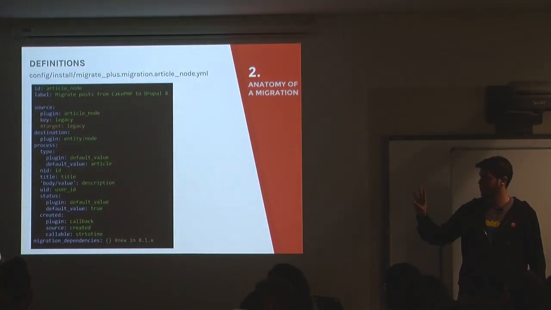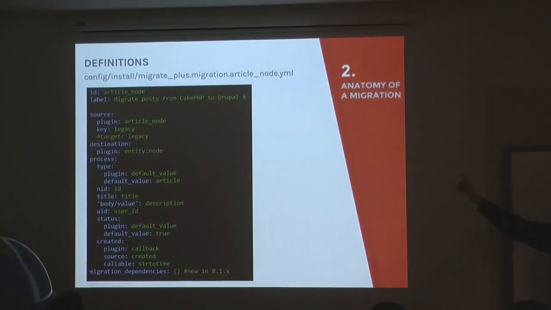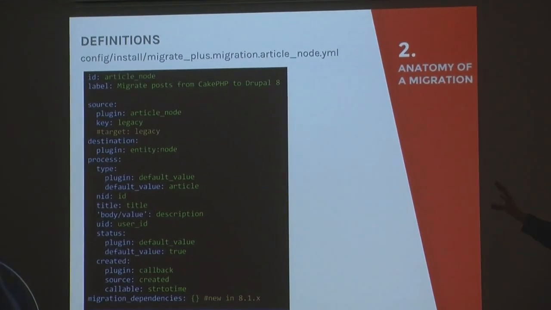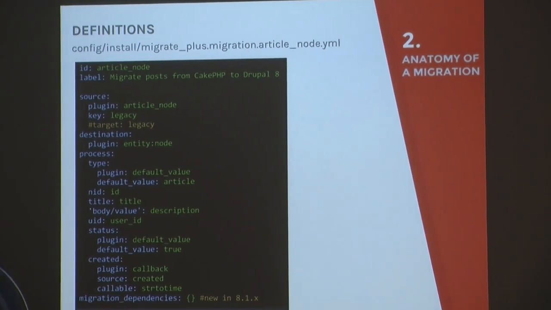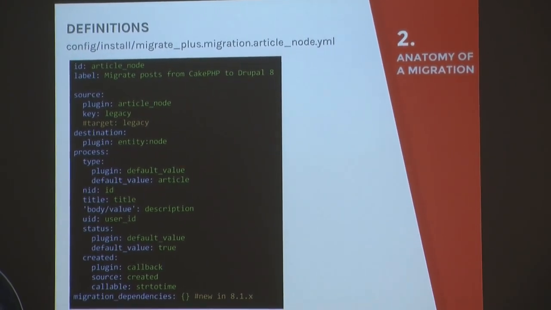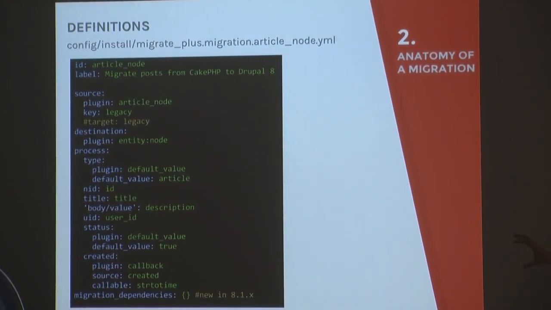3 files. The YAML file, okay? ID is the ID of my migration. Label is the description of my migration. And we have 3 keys, okay? Source, destination, and process. Only these 3. Source, from where I take the data. Destination, where I put the data. And process, how I can modify these files, or fields, or anything.